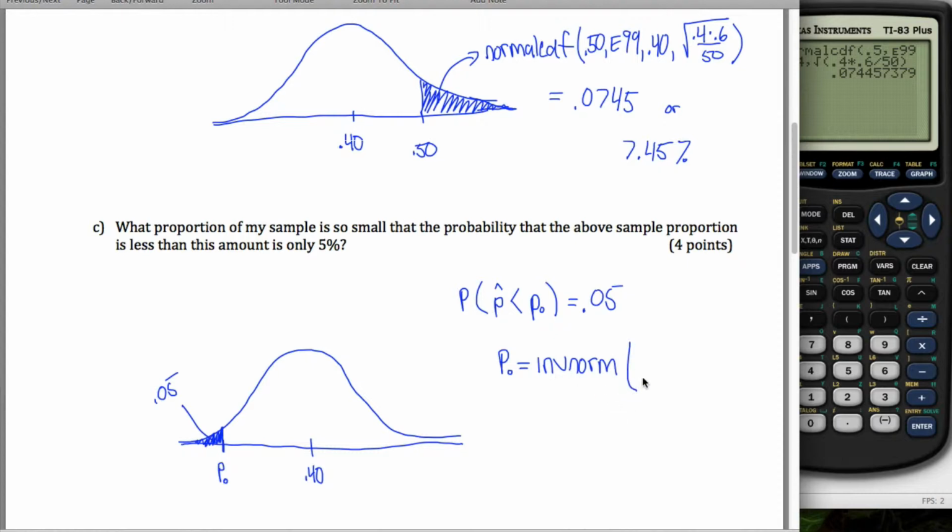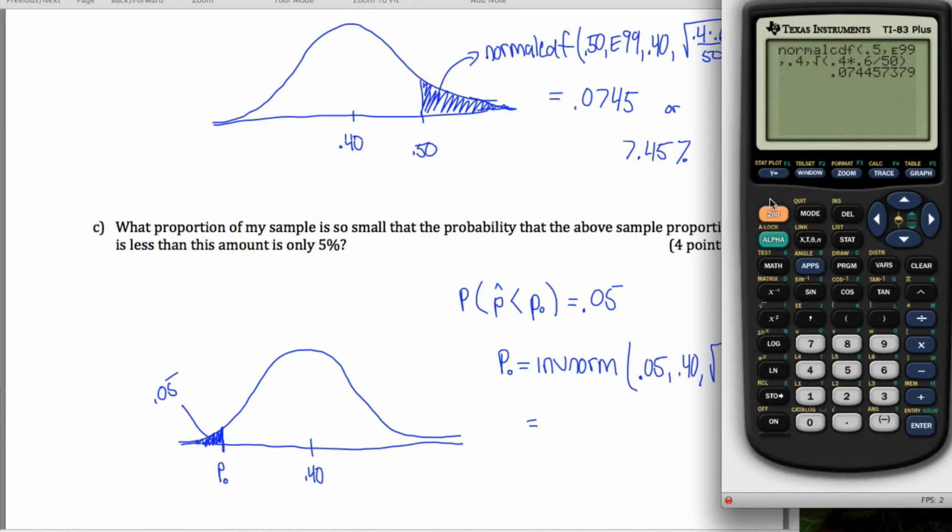When you're talking about inverse norm, you have to tell your calculator the area below the point in question. In this case, 0.05 is the area below P naught. And then the center and the spread. Those are the same as above. Oops, 0.4 times 0.6 over 50. Type all this into your calculator, you get your answer, you're done with this problem.